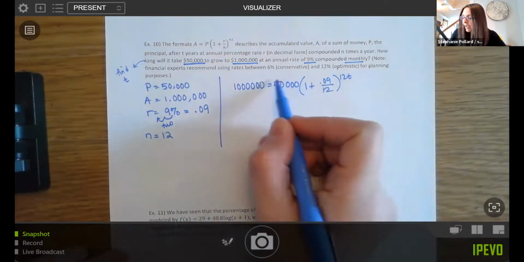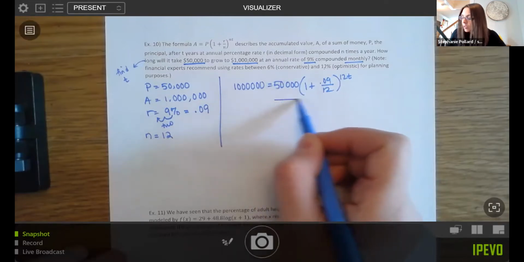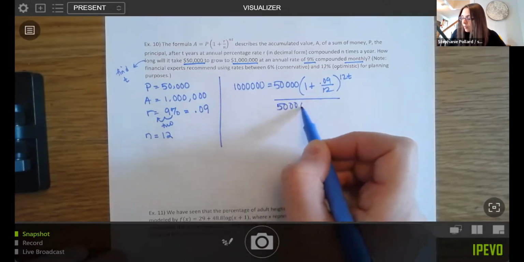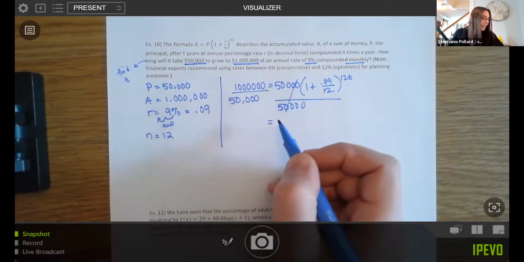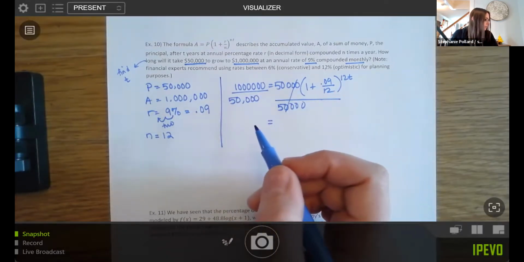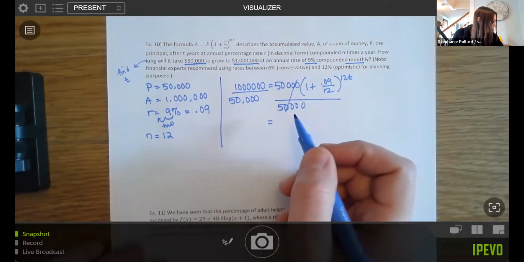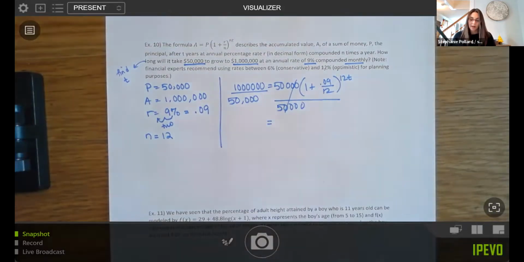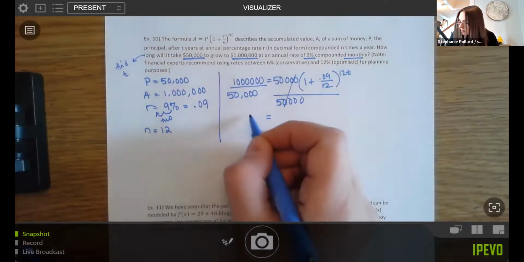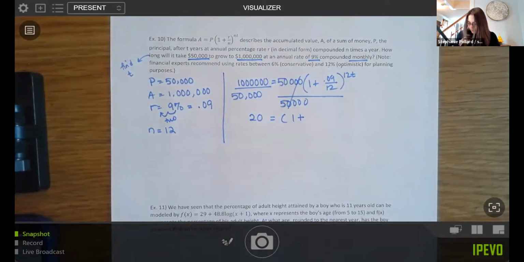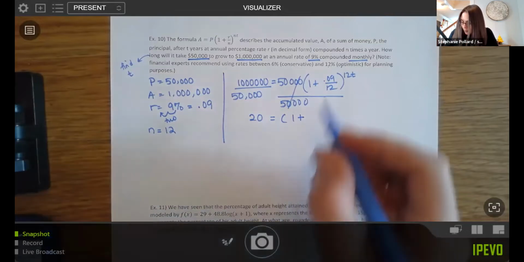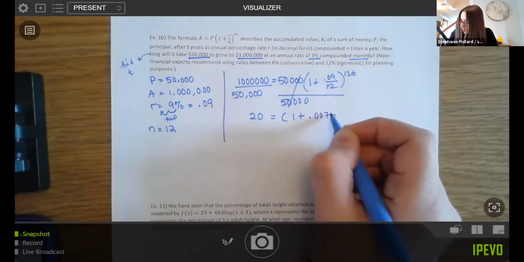So first of all, I see that I have everything being multiplied by 50,000. So I'm going to start by dividing by 50,000 on both sides. Again, just to really start helping to clean this up a little bit here. And let's see, when we do that, I'm going to use my calculator for 1 million divided by 50,000. I get 20. And then I'm left with 1 plus, and I'm also going to do the 0.09 divided by 12 here. So I get 0.0075 to the 12t.